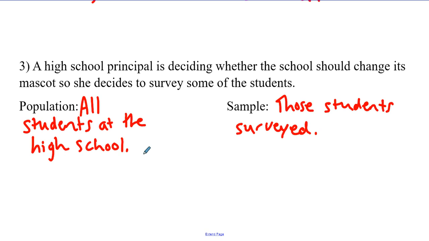that actually were selected. You can think about it like a soup. If you want to know how hot the soup was, the population would be every single spoonful of soup you could take. The sample would be the spoonful you actually do to test how hot the soup is.